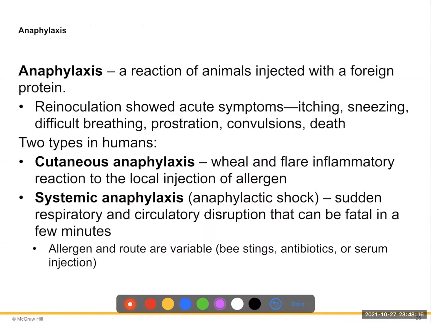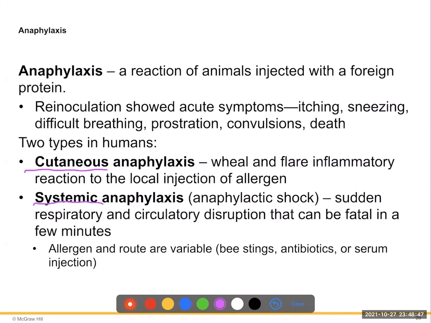Anaphylaxis. Anaphylaxis is one you're worried about because that's a life-threatening reaction. That one has to have a response immediately or the patient's going to die because they're not going to be able to breathe. Anaphylaxis is a reaction of animals injected with a foreign protein. Reinoculation showed acute symptoms like itching, sneezing, difficulty breathing, prostration, convulsion, and death. There are 2 types in humans of anaphylaxis. There's cutaneous anaphylaxis and systemic anaphylaxis.